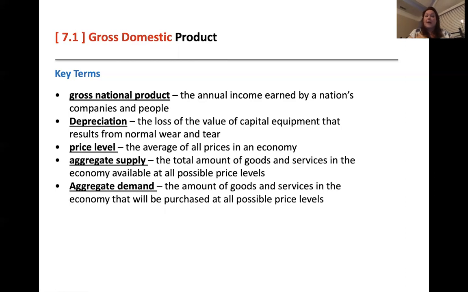Price level. This is the average of all prices in the economy. Aggregate. When we hear the word aggregate, I always think of a driveway, don't you? Well, and in that driveway, what do you have? It's just a whole lot of stones thrown in there. Not one in particular. It's just a whole lot. So when we talk about aggregate, this is a macro term. This is all the supply of everything in the United States. It's the total amount of goods and services in the economy at all possible price levels. So it's everything. It's the supply of cars, pizza, eggs, anything you can think of.